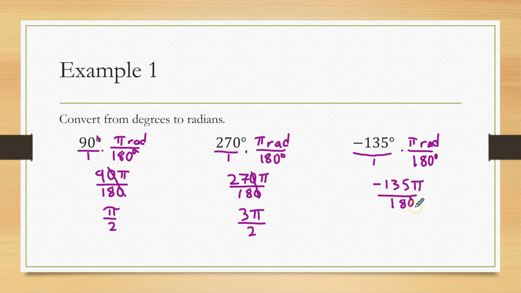And this time my numbers don't both end in zeros, so you might need to reduce this a little more deliberately by saying like, well, they are both divisible by 5. So if you recognize that they're both divisible by 5, you can break this down first as negative 27 pi over 36, and then recognize that these numbers are both divisible by 9. So you can break this down again as negative 3 pi over 4.